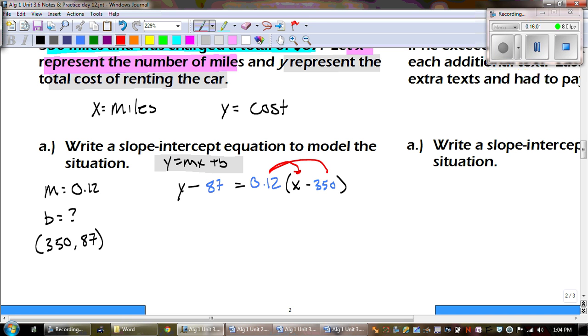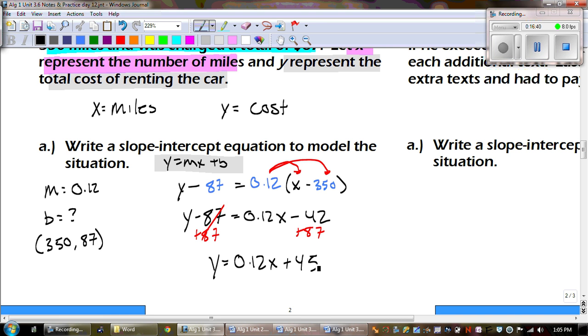We distribute, we get y minus 87 equals 0.12x minus, what's 0.12 times 350? Did you get it yet? Come on, you can do it. Yeah, it's negative 42. Okay? And now our y isn't by itself, so we have to add the 87 to both sides. And then we get that the y-intercept at the very back, the b, is 45.